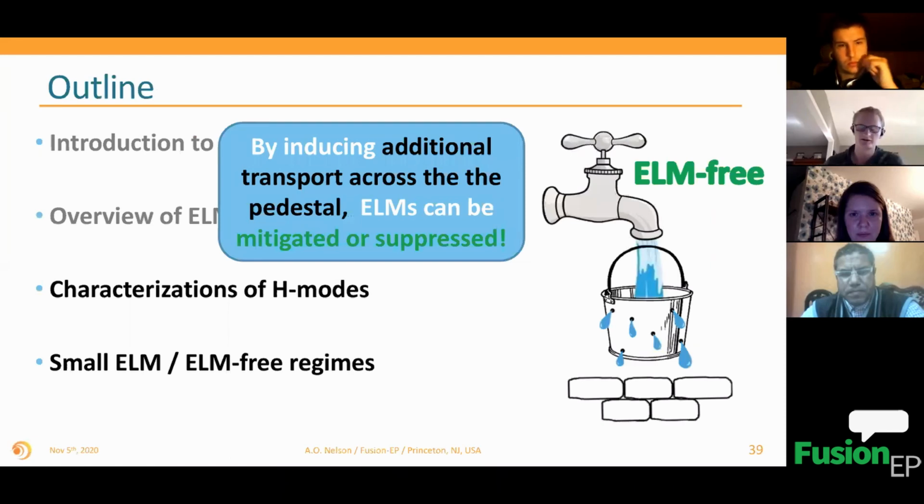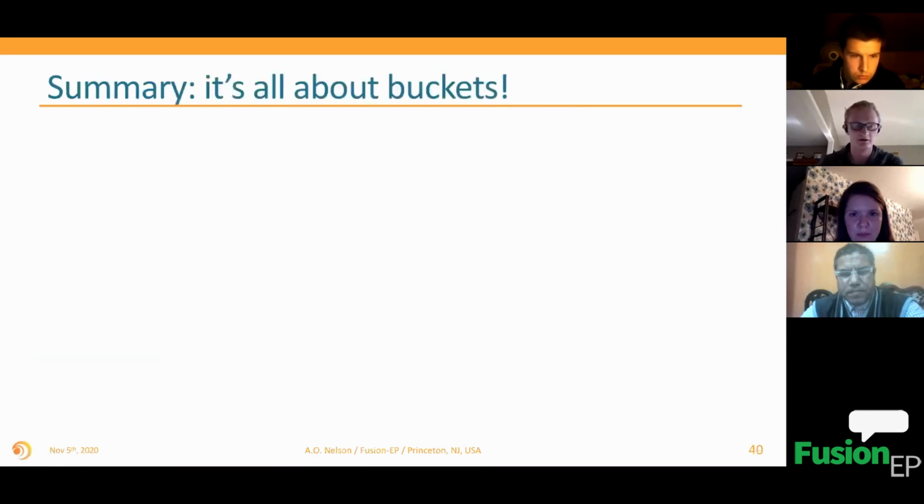So a quick summary of ELM-free regimes, right? By inducing additional transport across the pedestal, we can suppress or mitigate ELMs. And you can think about this as basically inducing extra transport, poking holes in your transport barrier so that some of the plasma can flow out to the machine walls without producing really strong effects. So summary, it's all about buckets.